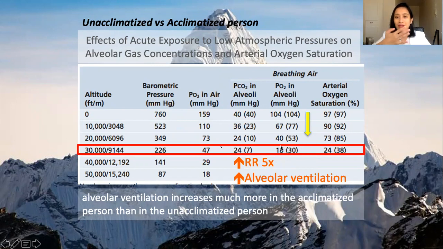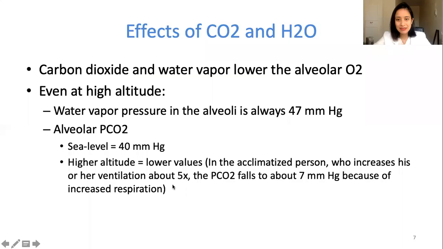So if you are a person who lives at sea level all the time, like most of us, if we go up 30,000 feet, we will be very oxygen deprived. But if you're already acclimatized, you wouldn't be as oxygen deprived. Alveolar ventilation increases much more in the acclimatized person than in the unacclimatized person because we've already given the body a chance to compensate.